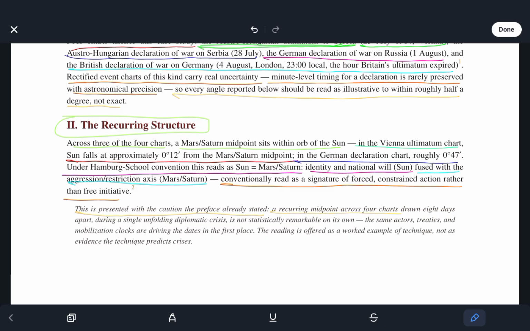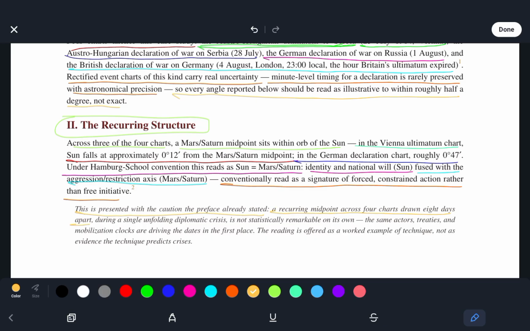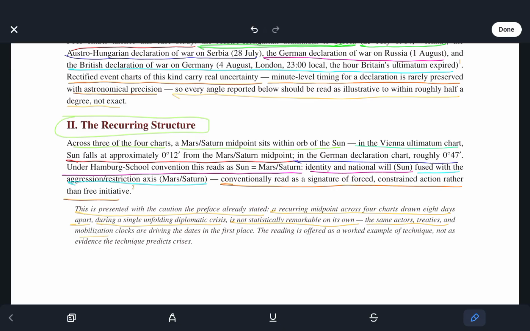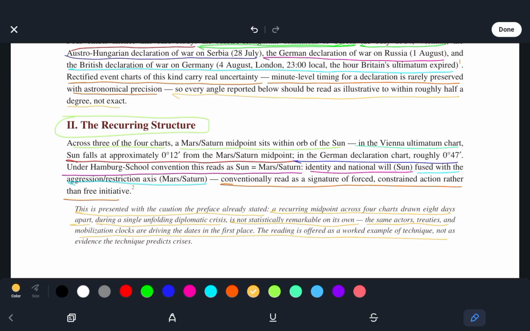A recurring midpoint across 4 charts, drawn 8 days apart, during a single unfolding diplomatic crisis is not statistically remarkable on its own. The same actors, treaties, and mobilization clocks are driving the dates in the first place. The reading is offered as a worked example of technique, not as evidence the technique predicts crises.